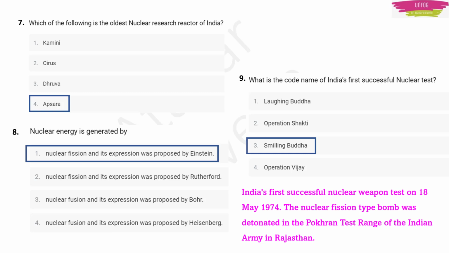the test was conducted on 18th May 1974. This was a nuclear fission type bomb and it was detonated in Rajasthan, in the Pokhran test range. This was done by the Indian Army. So these were a few very important MCQs. Now let us move on.